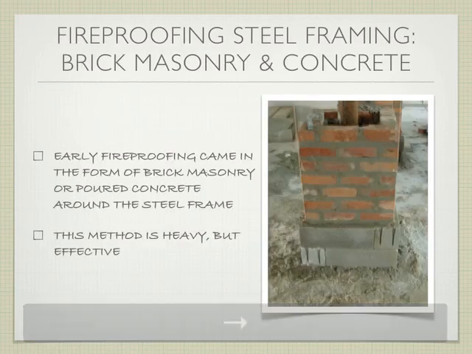So if we get to the earliest form of fireproofing, it came in the form of brick masonry. Remember, we talked about brick as being the true fireproof building material because it's a product of fire. The other thing we could do is pour concrete around a steel member, or build concrete masonry units around it, to protect the steel itself from fire.